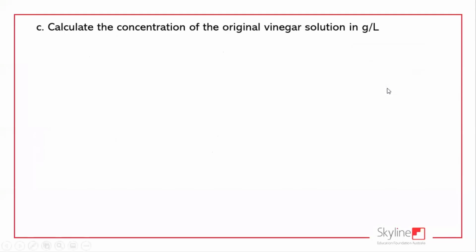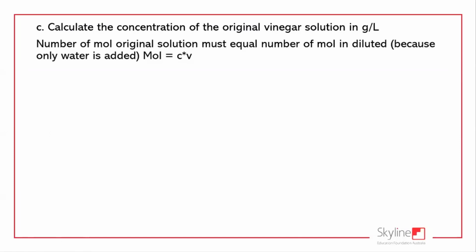All right. Now we're going to a bit more stoichiometry, and this is what they love to test. Calculate the concentration of the original vinegar solution in grams per litre. The number of moles in the original solution must be equal to the number of moles in the diluted solution. Essentially, what's happening here is we have a very high concentration solution and we're adding water in. The number of moles isn't changing, just the volume is. Therefore, the concentration is decreasing. Because moles equals CV, if we keep this one the same, number of moles isn't changing, and we increase volume, concentration has to go down.